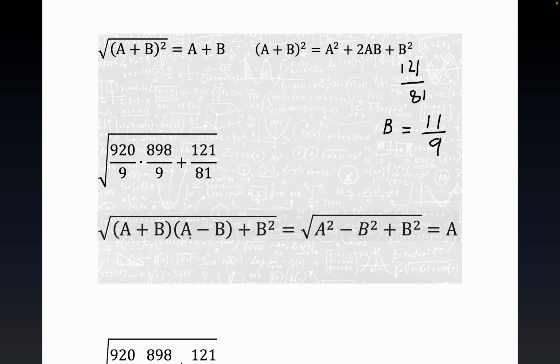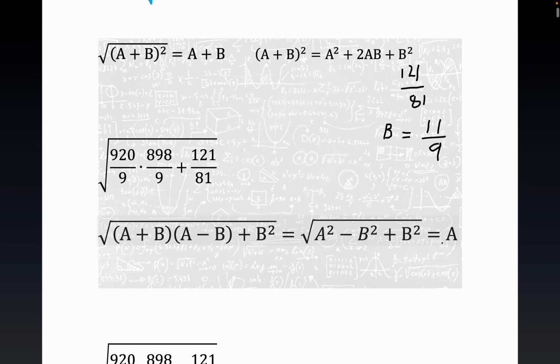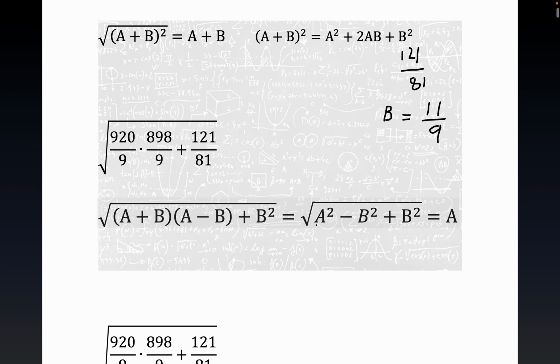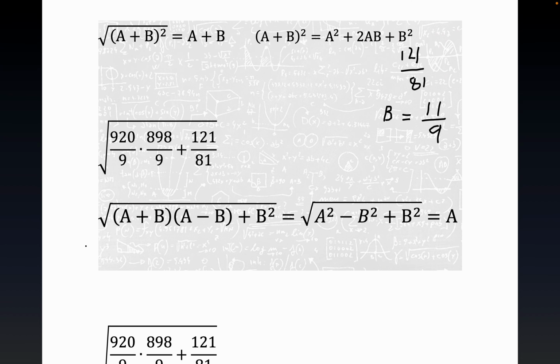Right here, this is the well-known difference of two squares formula. But that's equal to a squared minus b squared plus b squared. So you see how nicely the b squareds cancel out and you just get the square root of a squared, which is a, right? Now we've seen in the previous step that b is going to be, let me write it down. Okay, so now the way you may want to approach this is just go ahead, you know that b has to be 11 over 9.